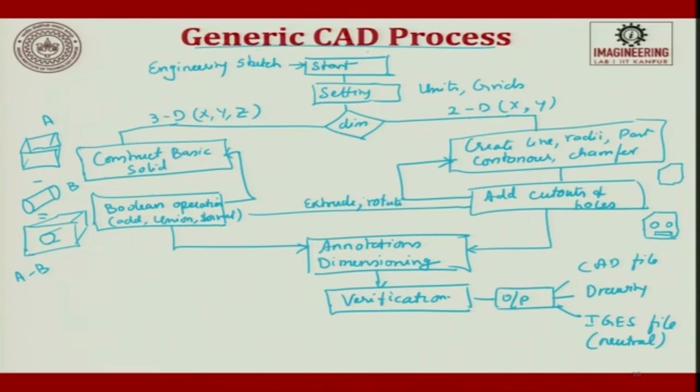You start, you do settings, then you write dimensions. This is going to be 3D, dimensions here are 3D, 2D. So, in 3D you construct a solid, then you construct a solid which you want to subtract, then you subtract these two, do a Boolean operation, you get whatever you want, and then you annotate, put dimensions, verify, output. When you go through this, create line, circle, then you can extrude that line and circle, and then you subtract, get this annotation, and then get the verification. So, this is the process of generic CAD. Thank you very much.